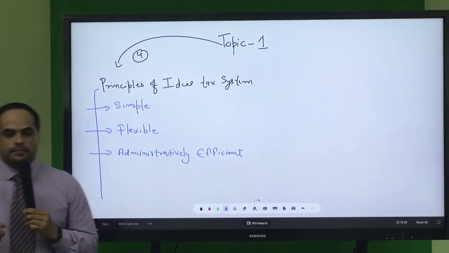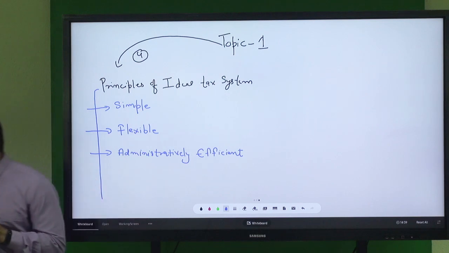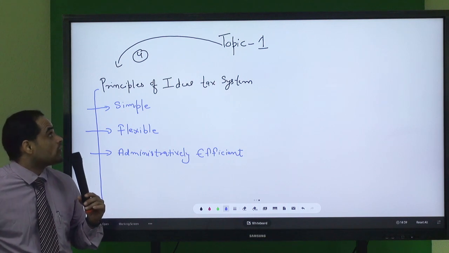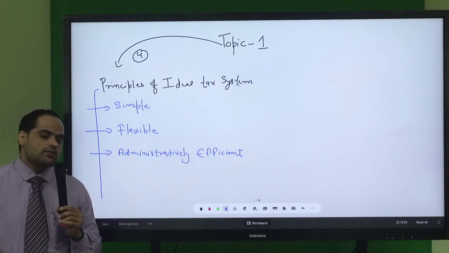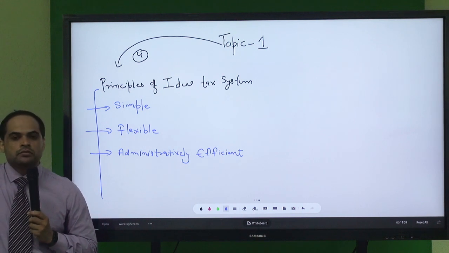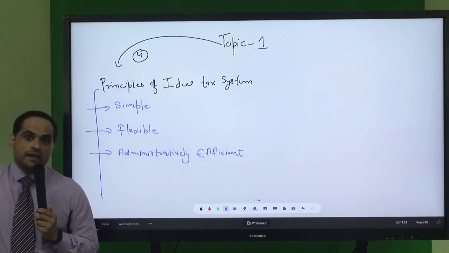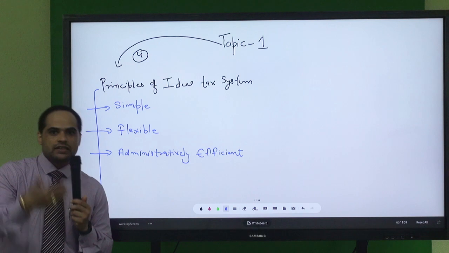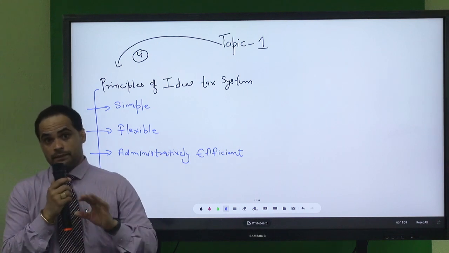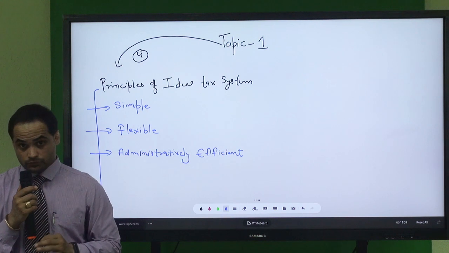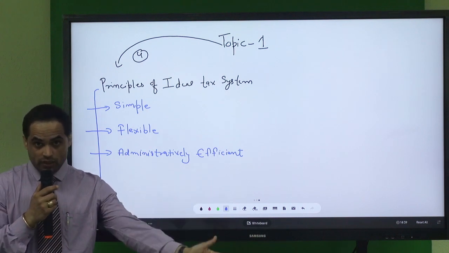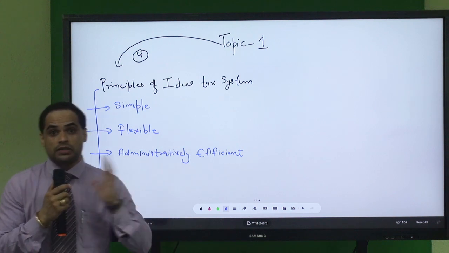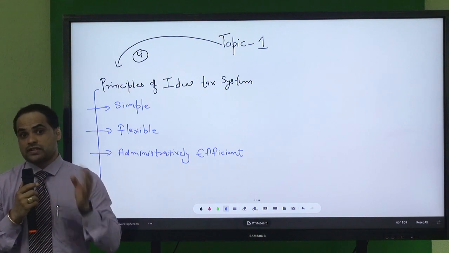Administratively efficient. What does it mean? It means our administration system, that we're going to study in our next learning outcome. I guess it's learning outcome 5, administration system. So that administration system must be efficient, which means the way or the process of implementing or managing the tax system in the country should be good. The way we are controlling, the way we are implementing different tax rates or laws within the country.